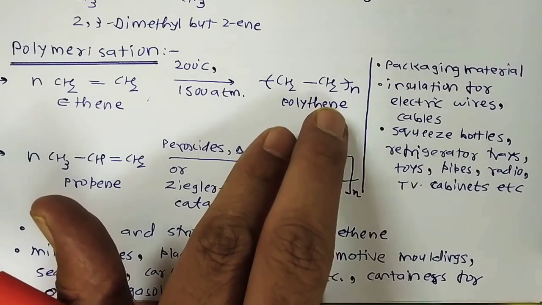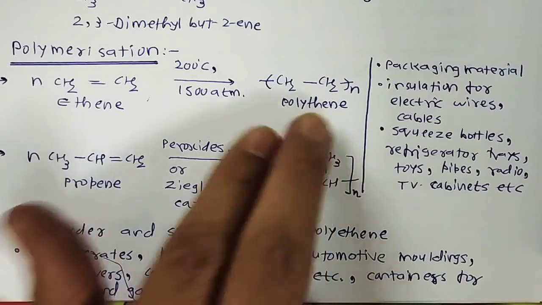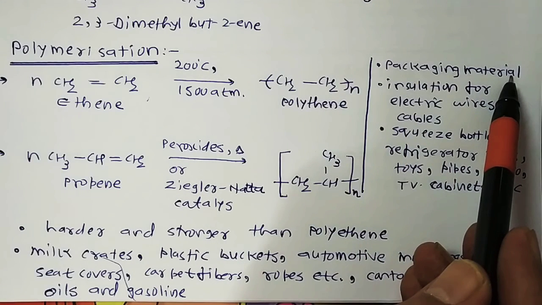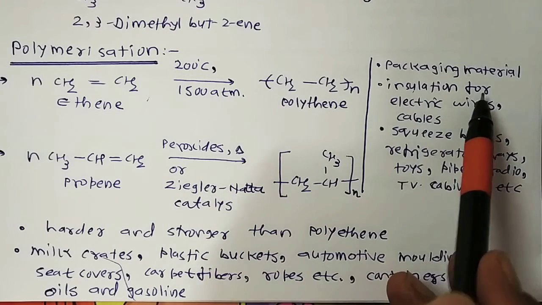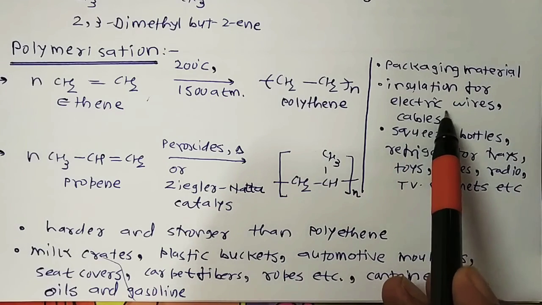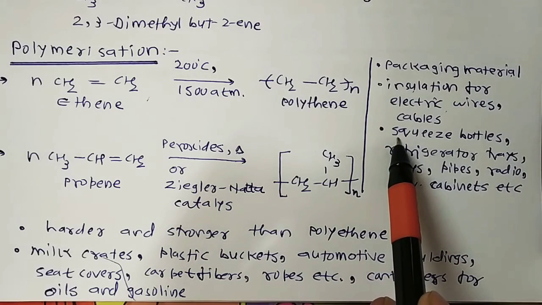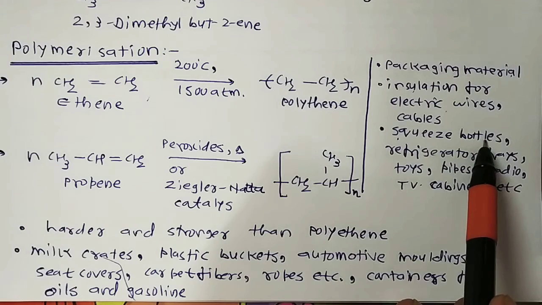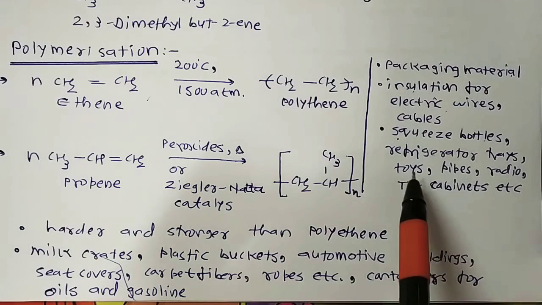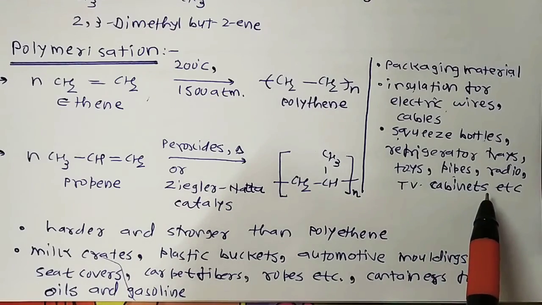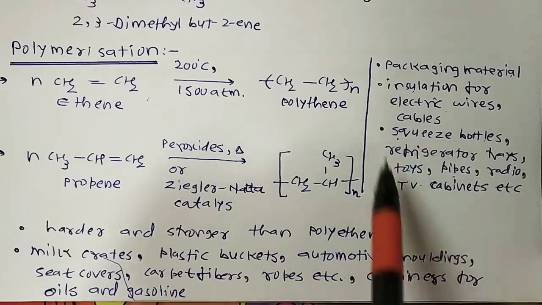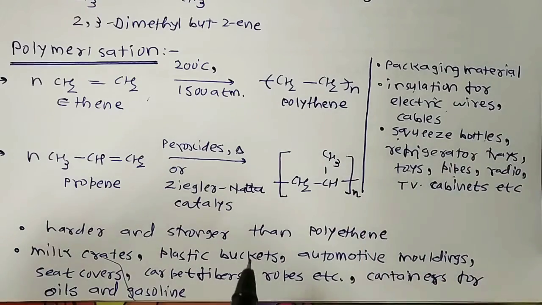What are the uses of this polythene? As we know, it's widely used as a packaging material, for example in the form of thin plastic films or bags, etc. Insulation for electric wires and cables. It is also used for making squeeze bottles, refrigerator trays, toys, pipes, and radio and TV cabinets, etc. So these are the uses of polythene.